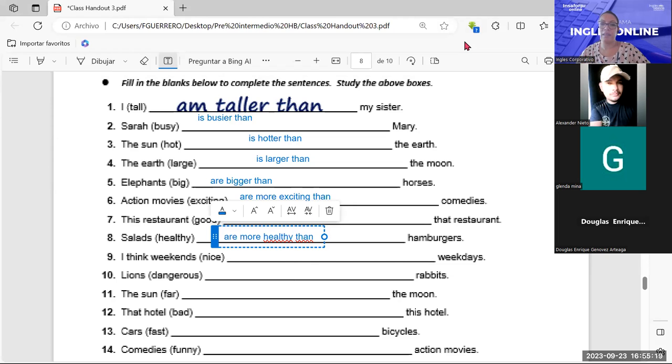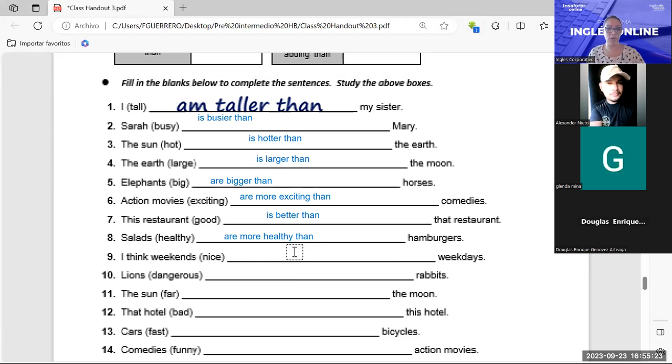Alexander, can you help us with number 9 to 12? Alexander. Nice. Nice es solo de una sílaba. Entonces, con los de una sílaba, no usamos el more. Con los de una sílaba es ER, pero como nice ya termina en E, solo vamos a agregar la R. Are nicer than.